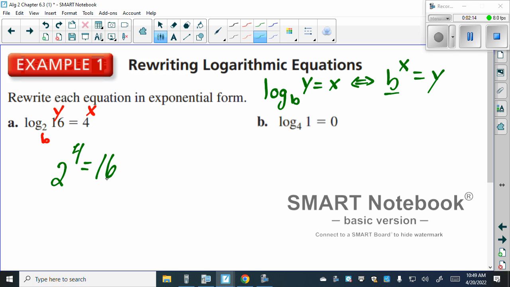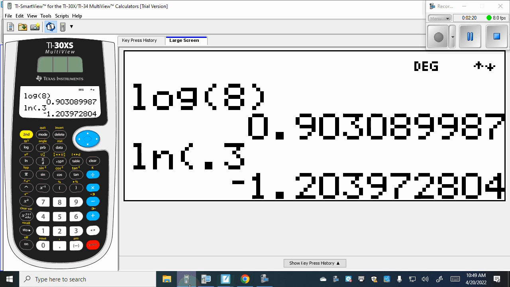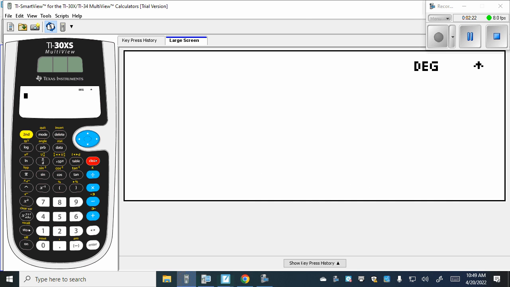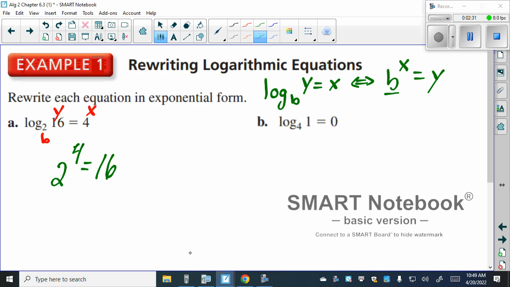With these exponential ones, we can check to make sure we got it right. I can grab a calculator and say 2 to the 4th power is 16. So 2 to the 4th equals 16, and we have this right. Let's look at the next one.